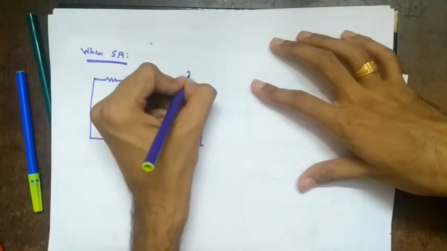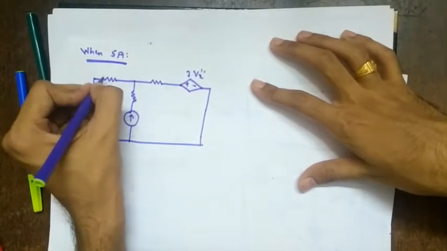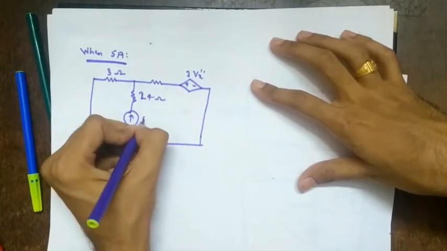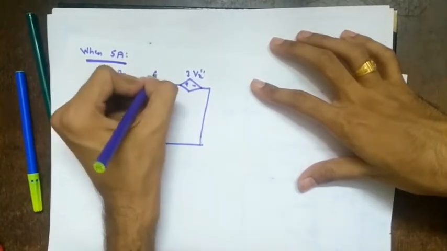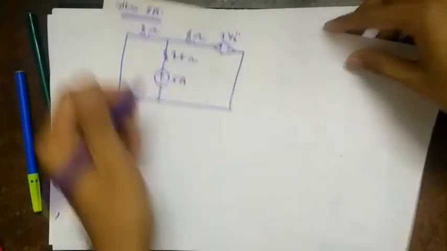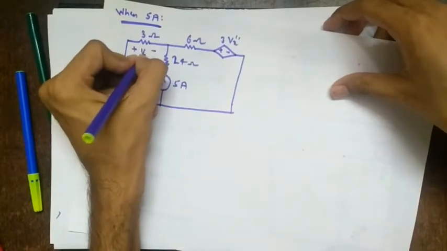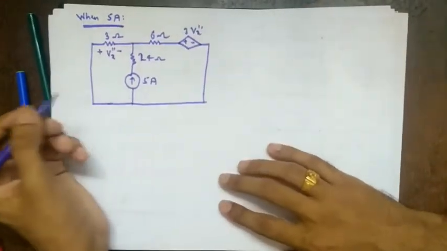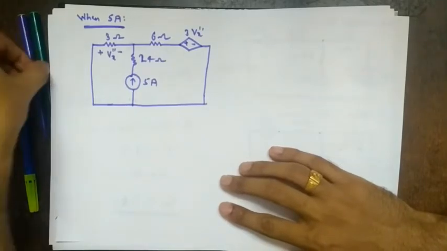This is plus minus 3 Vx double prime. This is 3 ohms, 24 ohms, 5 ampere, and this is 6 ohms. Yes, I am correct. And this is already given as plus minus Vx double prime, right? How will we solve this again? We have to find Vx double prime, right?